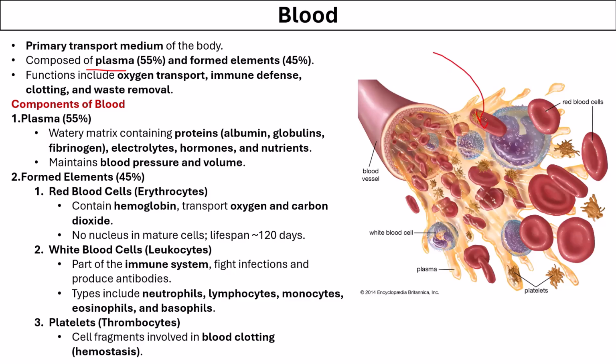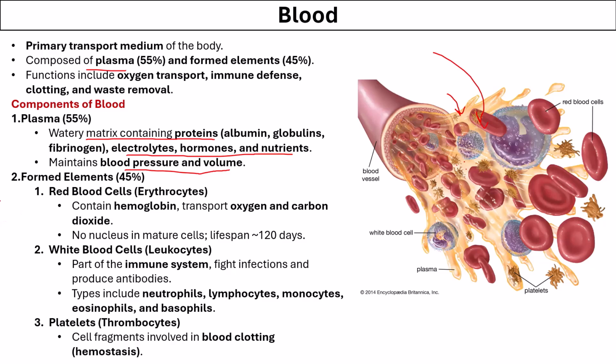If you think about the basic structure of a connective tissue, it has cells, it has extracellular matrix, and there are a bunch of proteins in the plasma. Plasma is the watery part of our blood, which contains proteins. It contains electrolytes, hormones, nutrients, and it helps in maintaining blood pressure and blood volume.